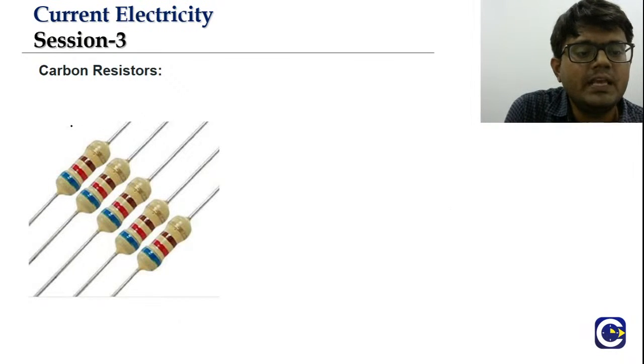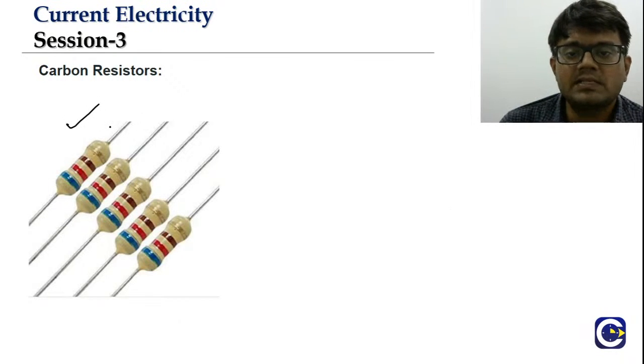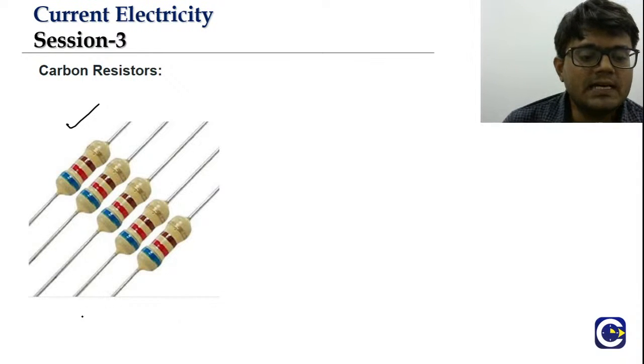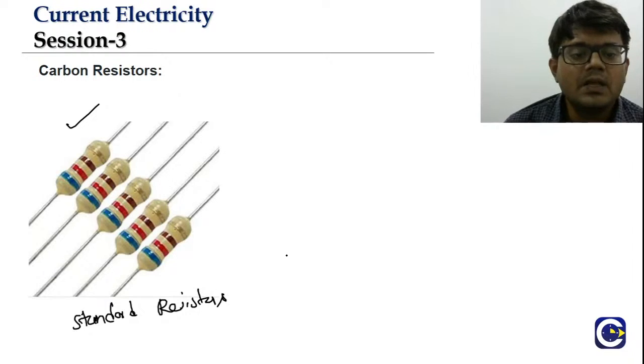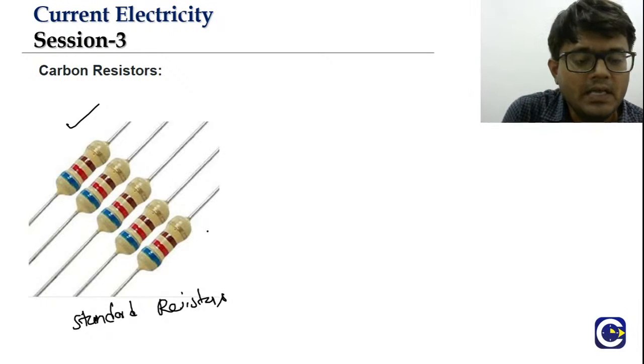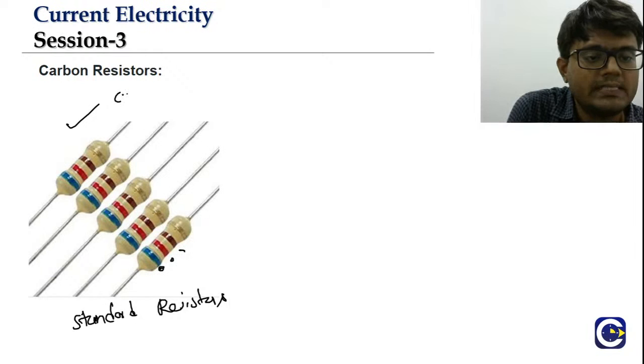Whenever you go into the laboratory, school lab or wherever, we see these resistors, right? One very important observation we make is these carbon resistors. Do you know what a carbon resistor is? These are some standard resistors. Say we are holding a carbon resistor in our hand. We will see some bands on it. We call them colored bands.